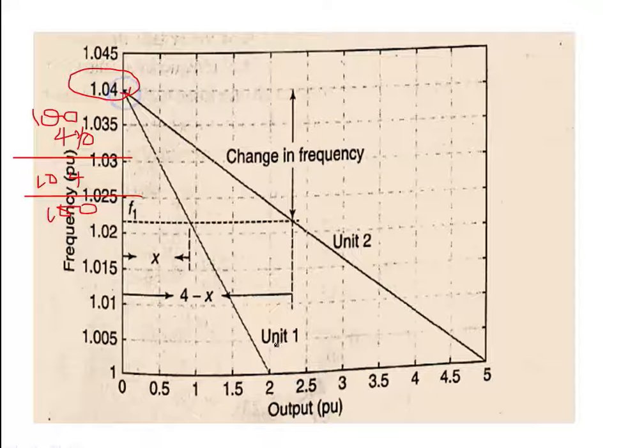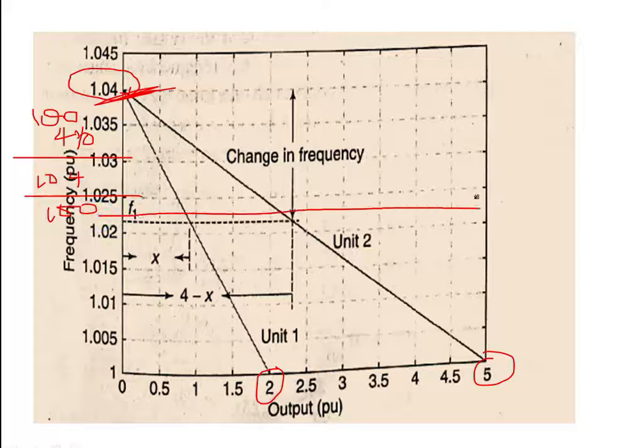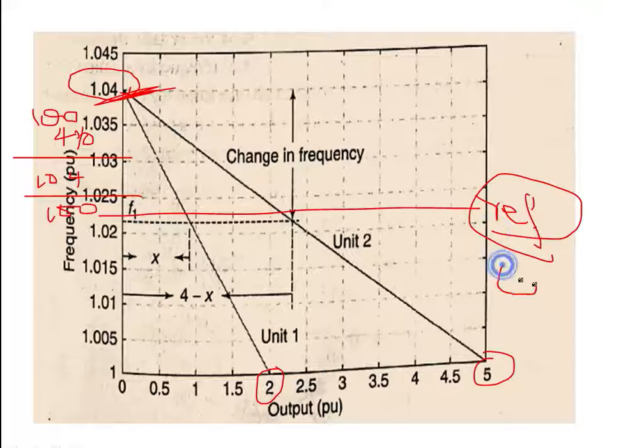So this is the base common point. For the first unit it is 2 per unit and 5 per unit. First we have to mark these points, 2 and 5, and join them at the common intersecting point, that is 1.04. This is the common intersecting point. Now we have to draw the lines. Select one reference point. This reference point is selected based on the trial and error method.